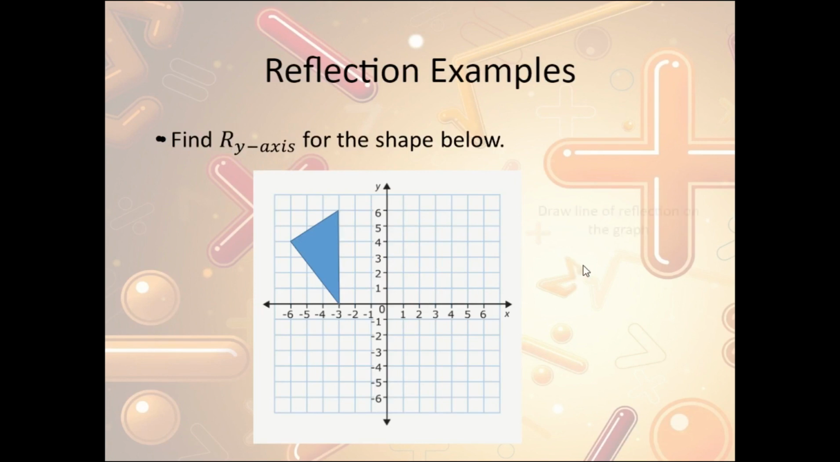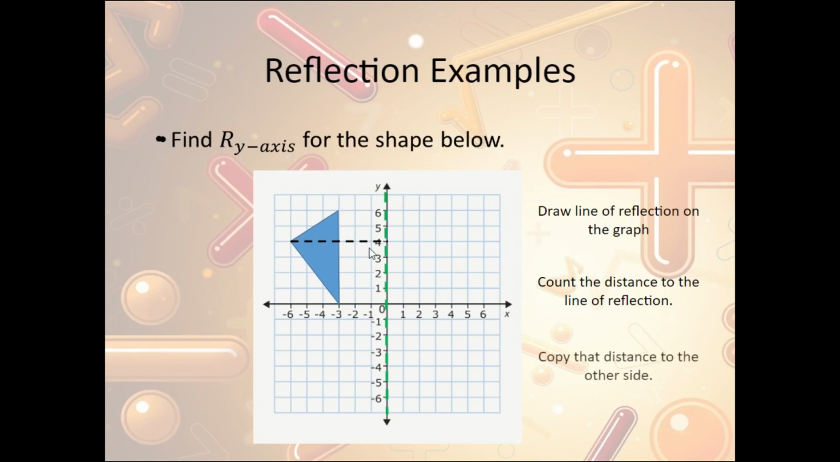So first thing we always do is draw in the line of reflection. So where are we reflecting? Well, the y-axis is right here. So I draw in a little dotted line. This is what we're reflecting over. Then we're going to count the distance to the line of reflection. So we're going to take each point, for instance, this point here, and we count how far away it is from the line of reflection. So it's 1, 2, 3, 4, 5, 6 away.